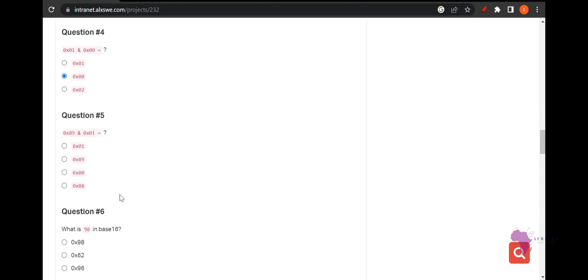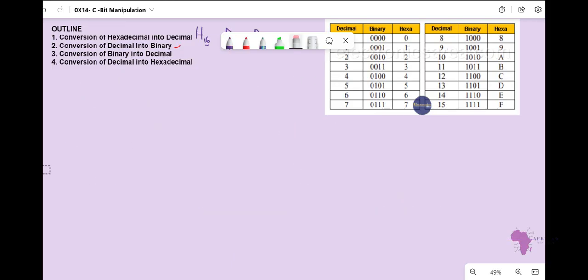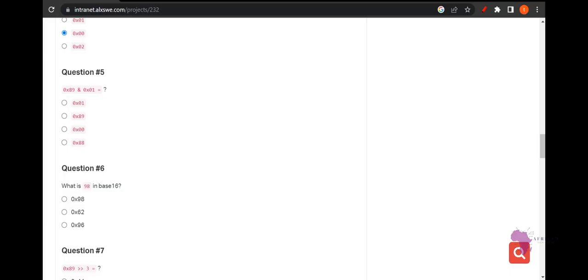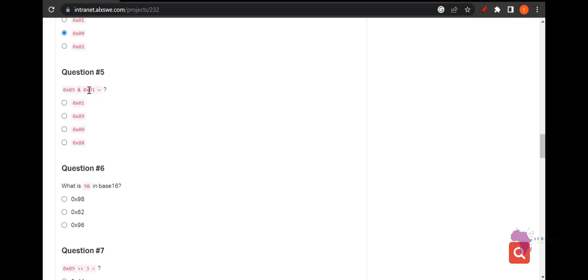Let's get to number 5. Number 5 is 0x89 and then 0x01. So we say that number 5 we have something like this as 0x89, and then AND. Is it AND? Let me check. It's AND. Yes, it's AND. So AND something like this, and 0x01. If I saw it rightly, yes, like that.